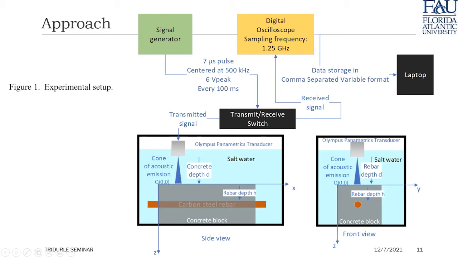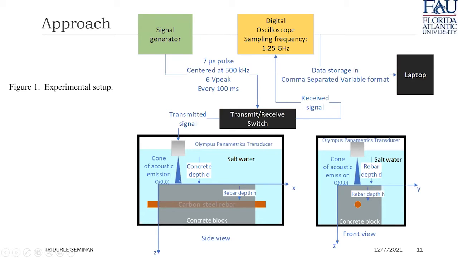The sound actually goes from the transducer to the reinforced concrete surface over here, and then travels through the concrete to the carbon steel rebar, and then bounces back. Now, the rebar is at a depth H below the surface of the concrete itself, at a depth D below the surface, the face of the transducer.